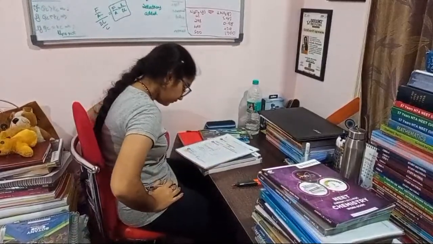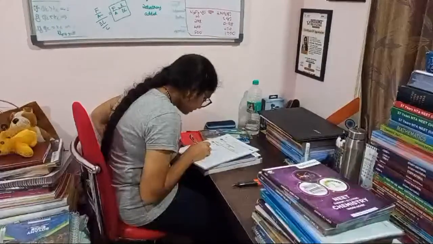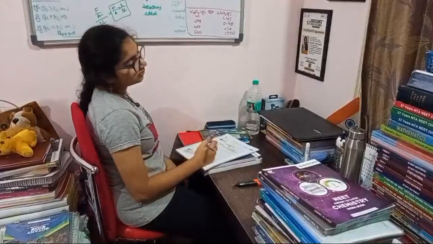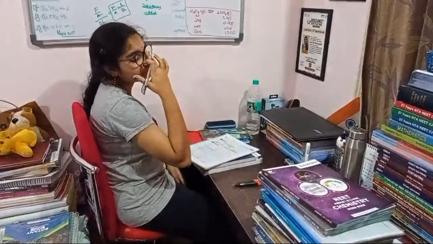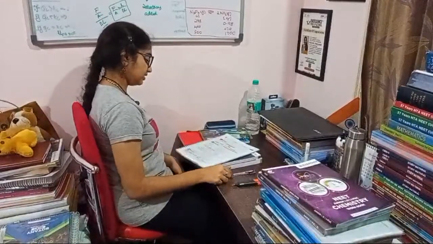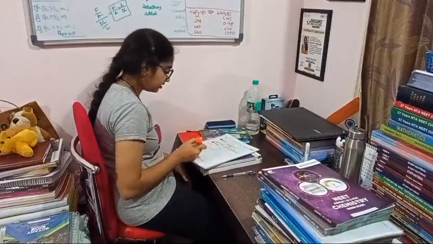Okay, these are certain formulas. Then we have elastic potential energy in a stretched wire. U equals half into stress into strain into volume of wire. That is the elastic potential energy in a stretched wire.